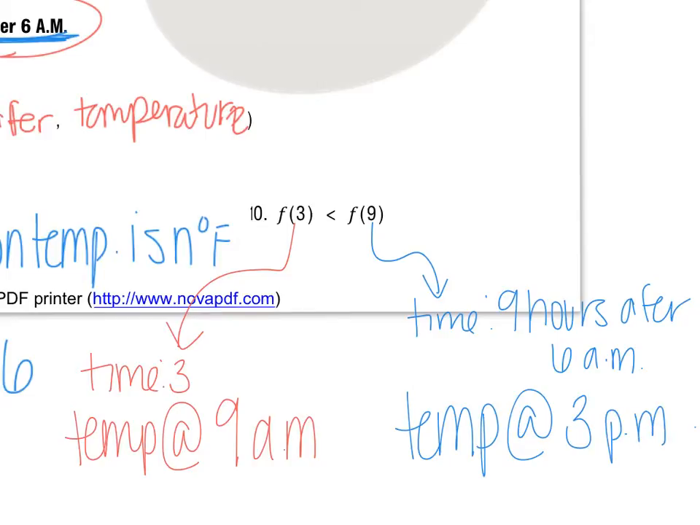And this symbol here in the middle, that symbol is made with your left hand. So what it's saying is the temperature at 9 a.m. is less than the temperature at 3 p.m. So it was cooler at 9 a.m. than it was at 3 p.m., which really makes sense when you think about it.